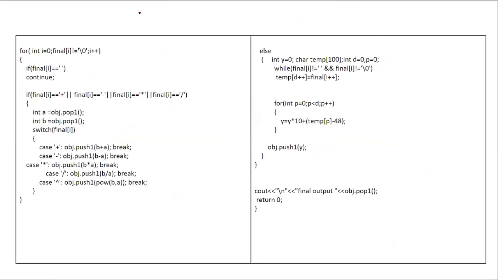Now, once you get the postfix expression in the form of a string, like if you are saying 3 plus 5 was the infix, you got 3 5 plus. This is in the form of a string. Now, what to do? We have to convert this again to evaluate the expression further. How to evaluate the expression, as we had done?